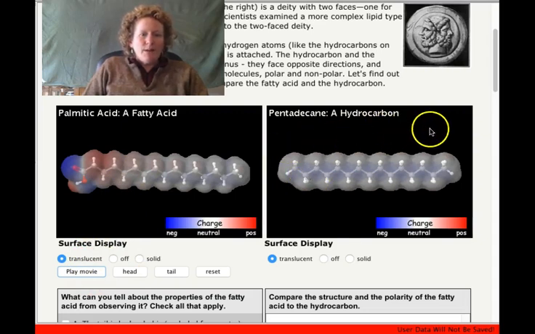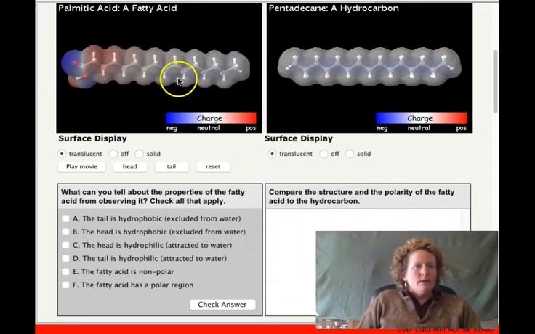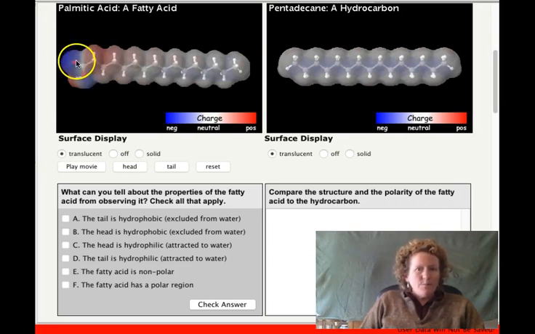What can you tell about the properties of the fatty acid from observing it? So hopefully you can look at this fatty acid here and think about how it might behave if you stuck it in water. Compare the structure and polarity of the fatty acid to the hydrocarbon. So here's the hydrocarbon, here's the fatty acid. They're pretty similar until you get to about right here. Then you add oxygen, things get polarized, and they become different. So make sure you include oxygen in your answer.